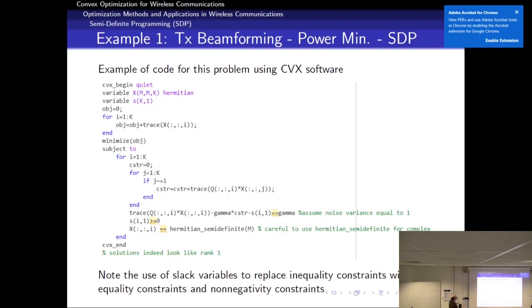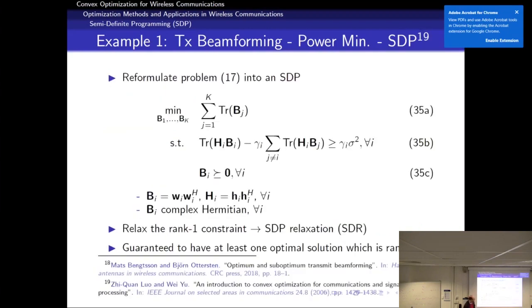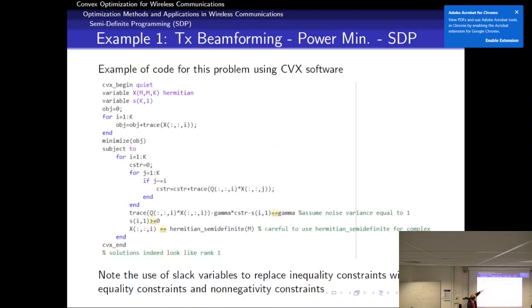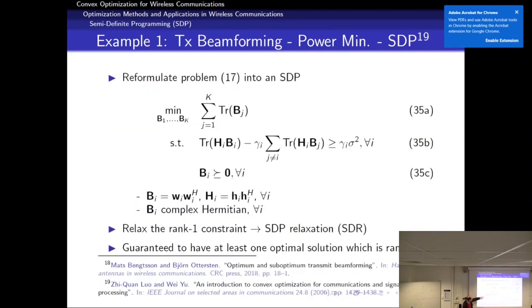So I also have a variable s, and I will show you in a minute why I have a variable s. I have an objective function here. This is my sum of the trace of the b's. And now I'm writing a constraint on this quantity. This line is essentially the same as this line. Not exactly. I have a trace minus a sum of the trace that has to be larger than something.